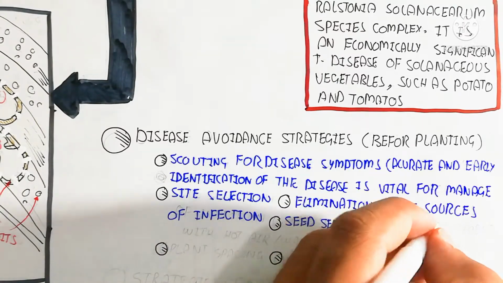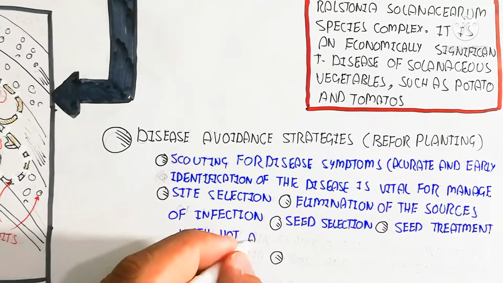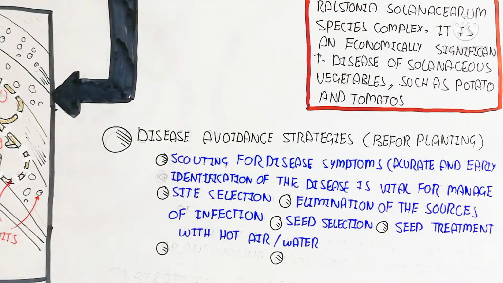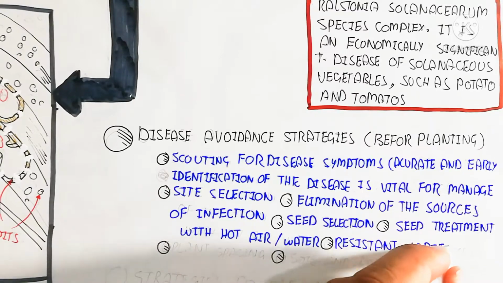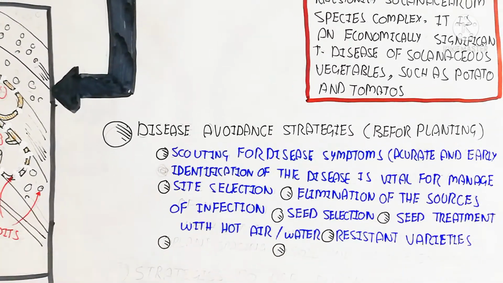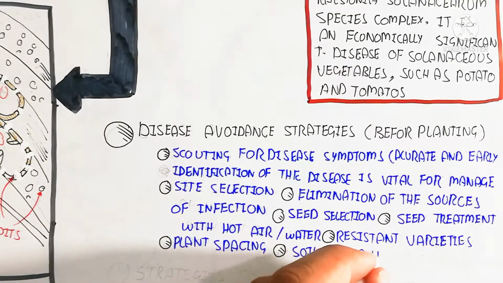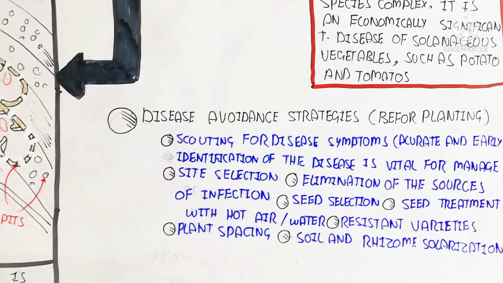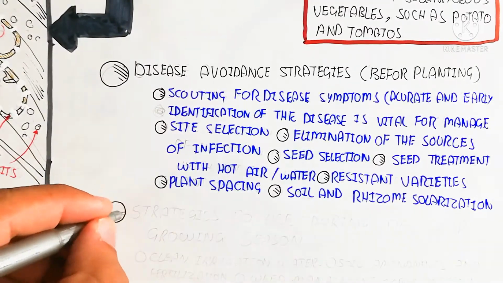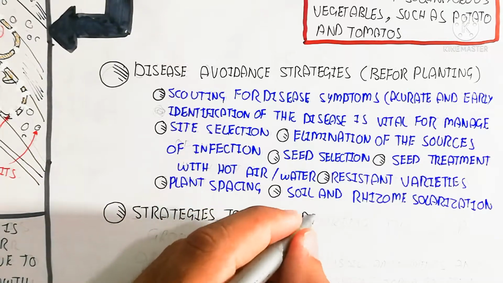We can select healthy seed and apply seed treatment with hot air and water. Resistant varieties we can choose, and plant spacing we can create, along with soil solarization. Then the strategy to use during the crop growth season.